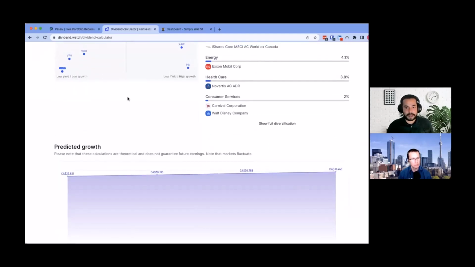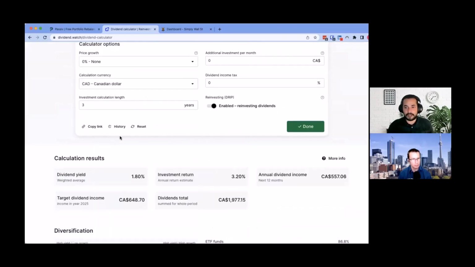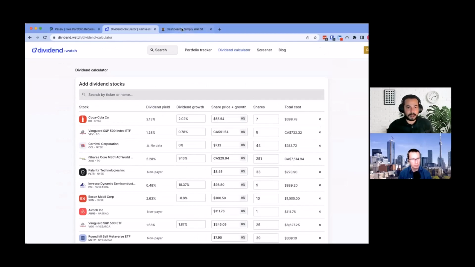That's what I really like about this tool, is that it's got many little things that make it very useful. And yeah, I think it's a great tool for anyone that's focused on dividends or just wants to better understand how their portfolio is constructed from a dividend perspective. So yeah, that's what I like about these guys.